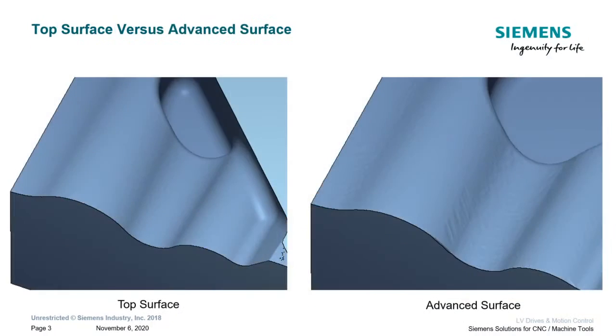Now, I can also start to compare different types of cycles within the control. So in this case, I took the same toolpath. I applied top surface as opposed to advanced surface. Top surface is just a newer form of our high-speed algorithm. And there you can see, when you look at the image on the right, we did have some anomalies, some overcutting or gouging happening in the surface that would directly affect my surface quality, that I don't see on the one on the left.